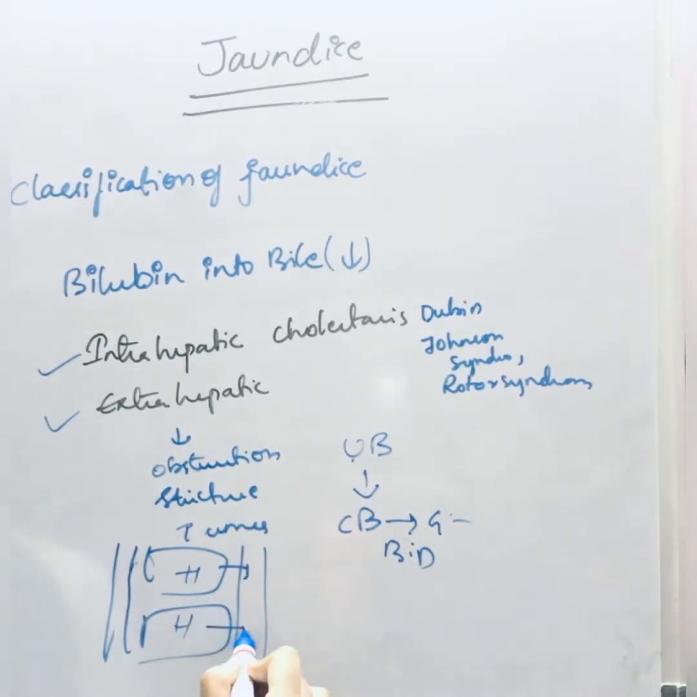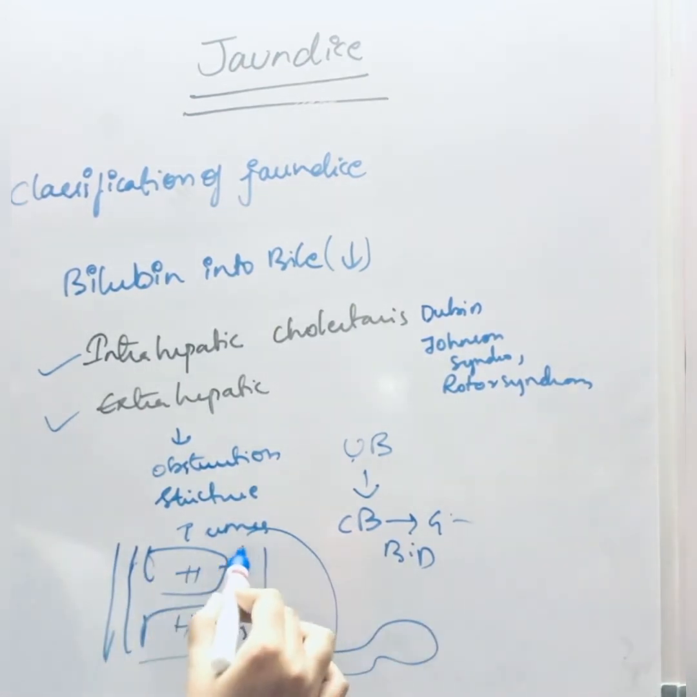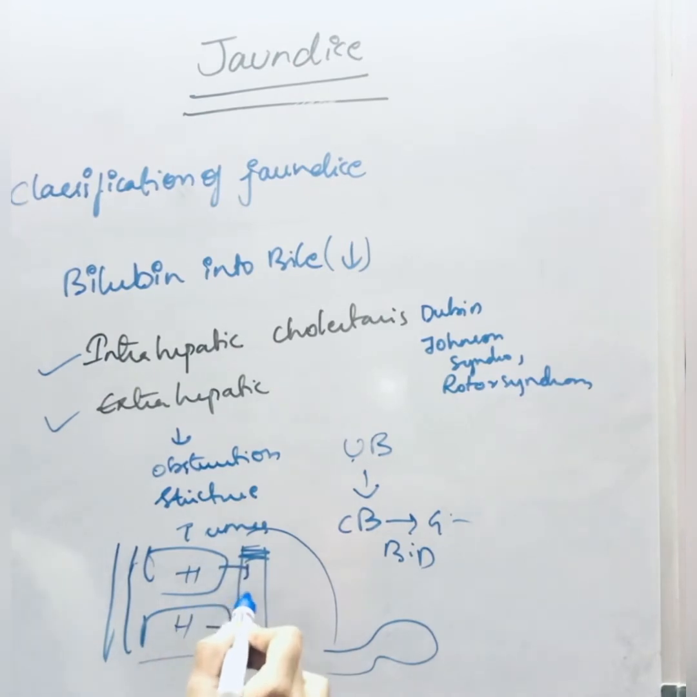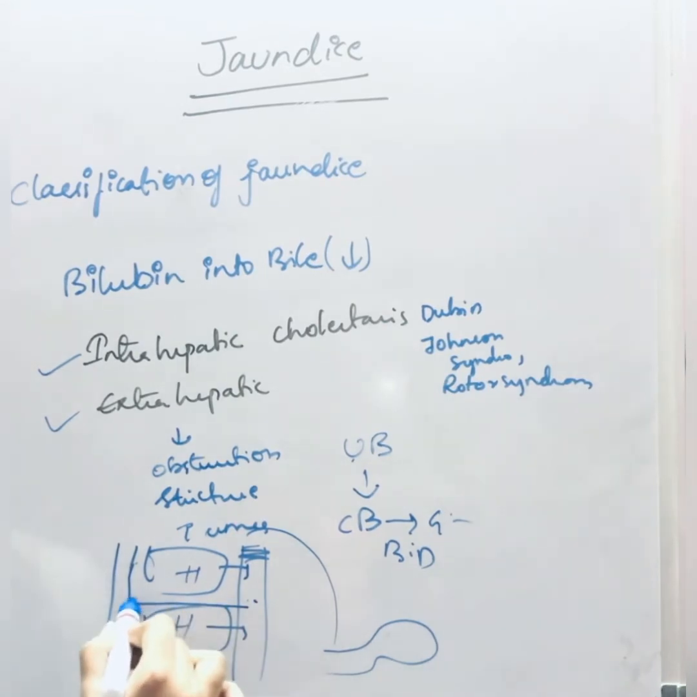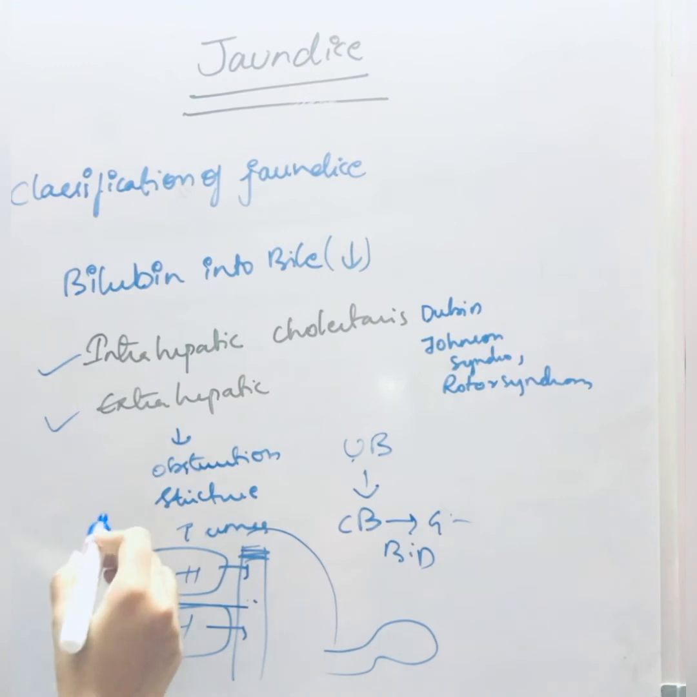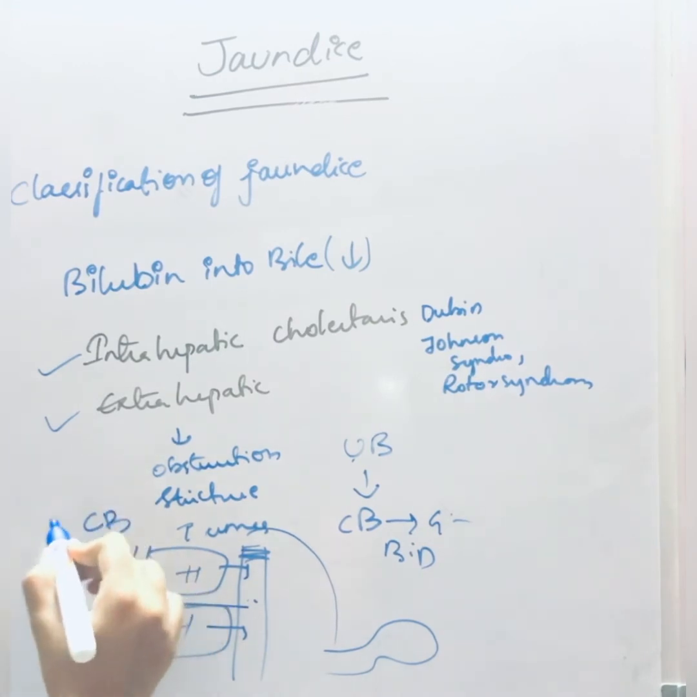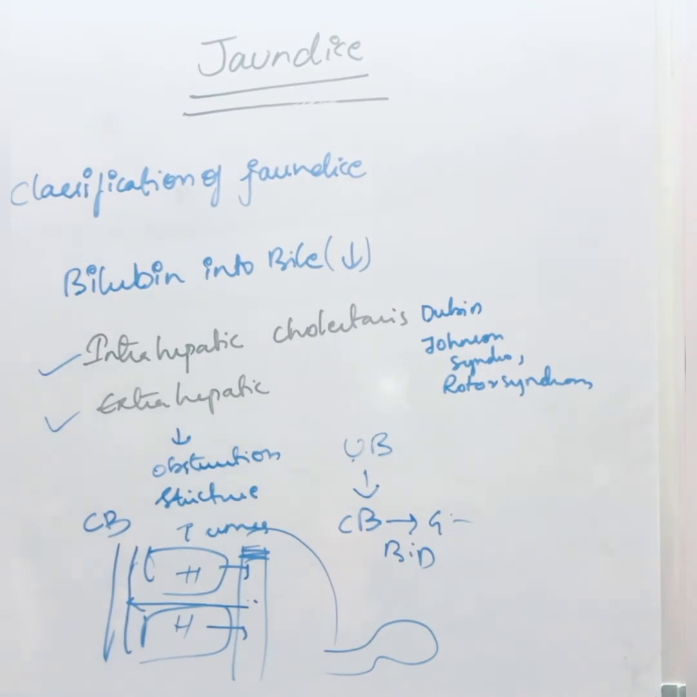They have to enter this bile duct and they have to reach the gallbladder, right? But here, because of this obstruction, the pressure inside the bile duct is increased. Instead of going this side, the conjugated form will enter the blood circulation directly. Because of that reason, the conjugated form of bilirubin is increased in the blood plasma. This is all about the bilirubin into the bile.